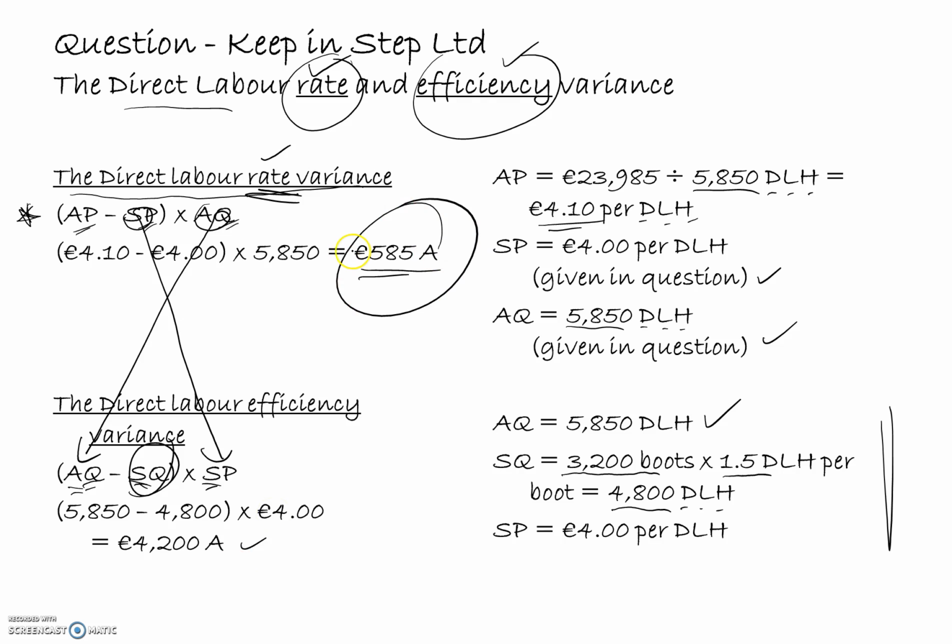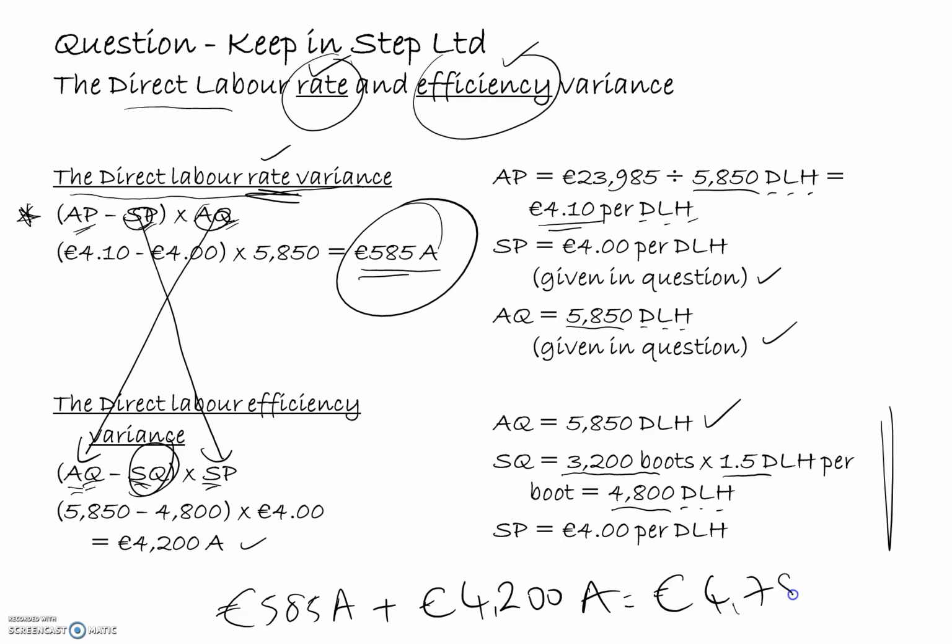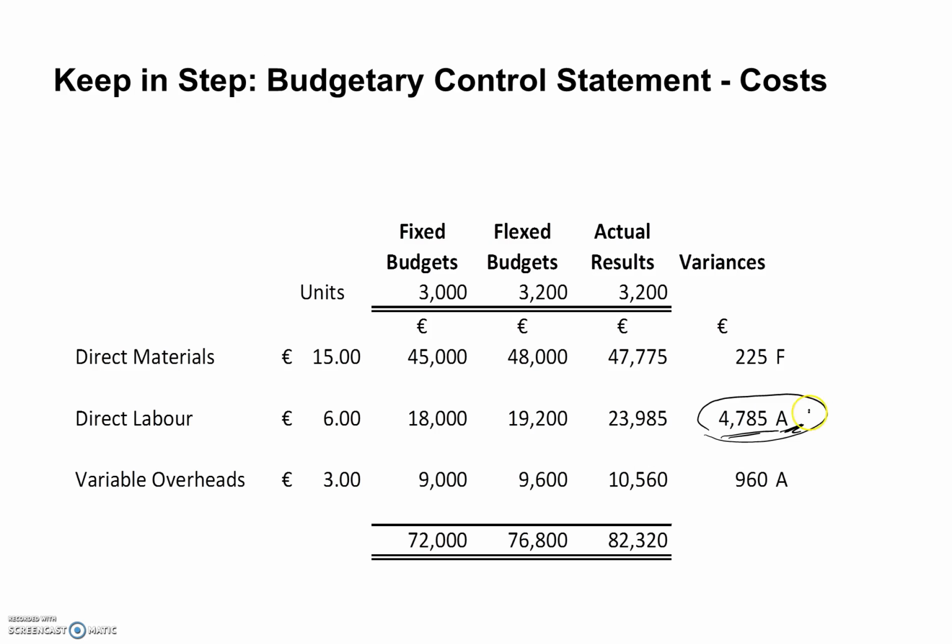Now, if I take the rate variance, 585 adverse, plus the efficiency variance, 4,200 adverse, that gives me 4,785 as an adverse total direct labor cost variance, which is exactly what I was expecting to get.